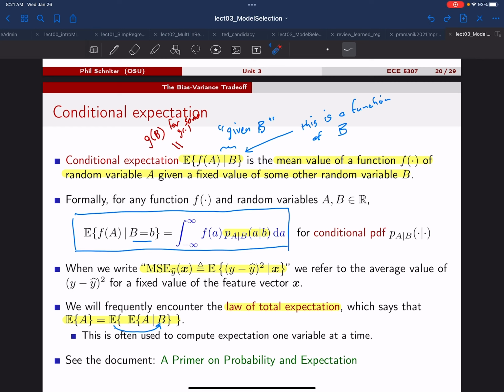I believe that I gave a short proof of this in this handout. It's not difficult to prove.